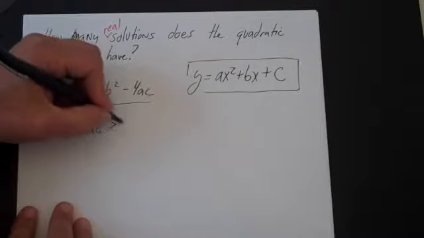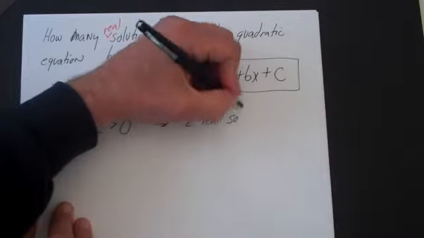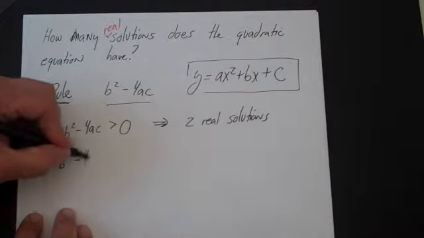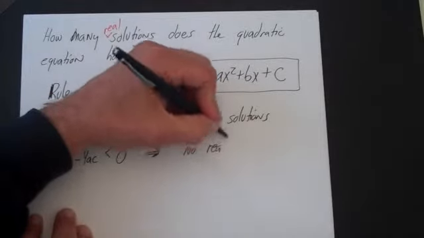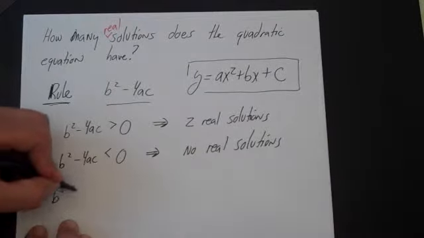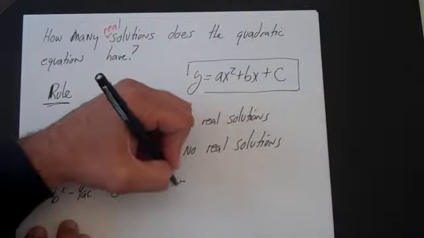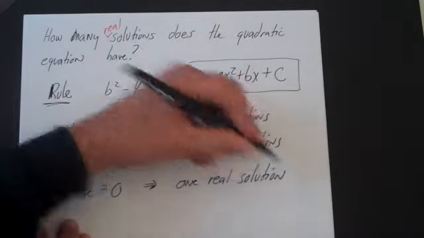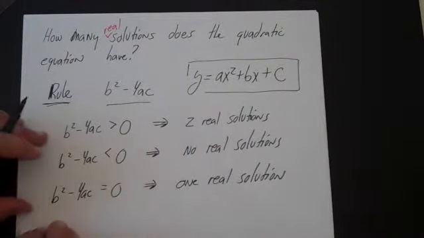is positive, then that means there's two real solutions, or two x-intercepts. If b squared minus 4ac is negative, that means there's no real solutions. And if b squared minus 4ac is equal to 0, we're going to call that one real solution. And it means that it's going to be actually tangent to the x-axis at one point. So these are the three rules.